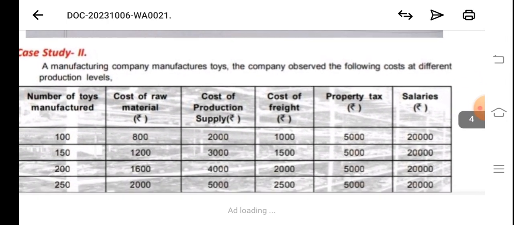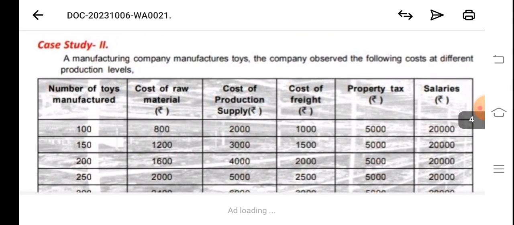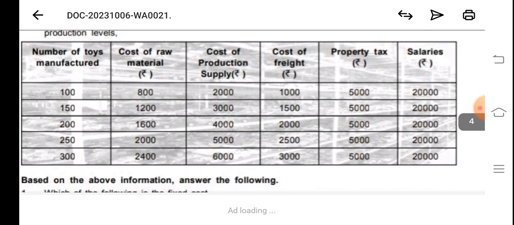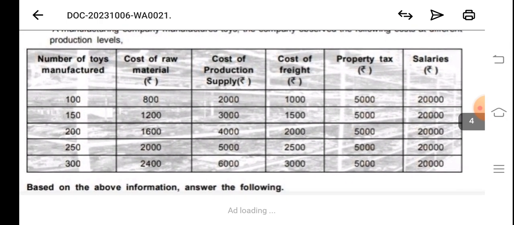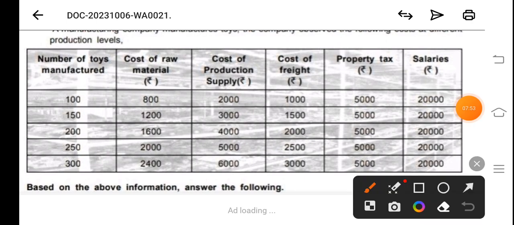Clear? Check. So now case study 2. It's actually easy. A manufacturing company manufactures toys. The company observes the following costs at different production levels. Number of toys manufactured: if you see properly, 100 toys, 150, 200, 250, 300. So the number of toys manufactured is different.